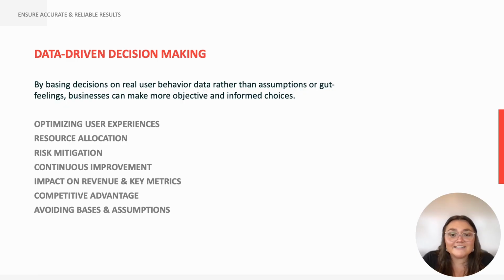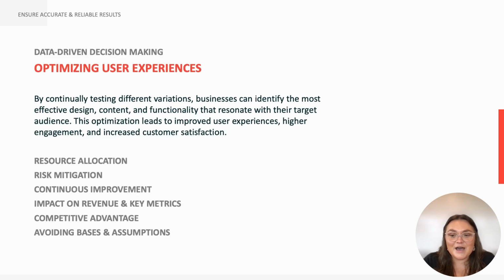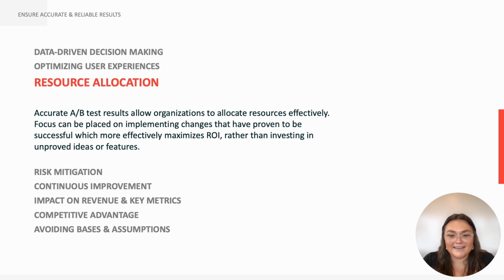A/B testing is quintessential data-driven decision-making. By basing decisions on real user behavior data, rather than assumptions or gut feelings, businesses can make more objective and informed choices. By continually testing different variations, businesses can identify the most effective design, content, and functionality that resonates most with their target audience. This optimization leads to an improved user experience, higher engagement, and increased customer satisfaction.